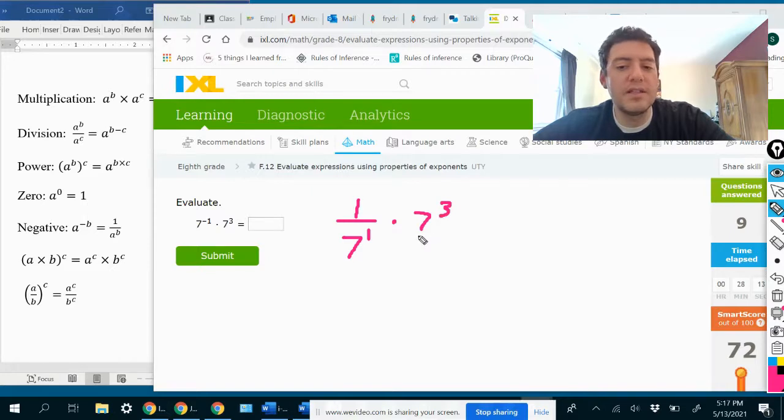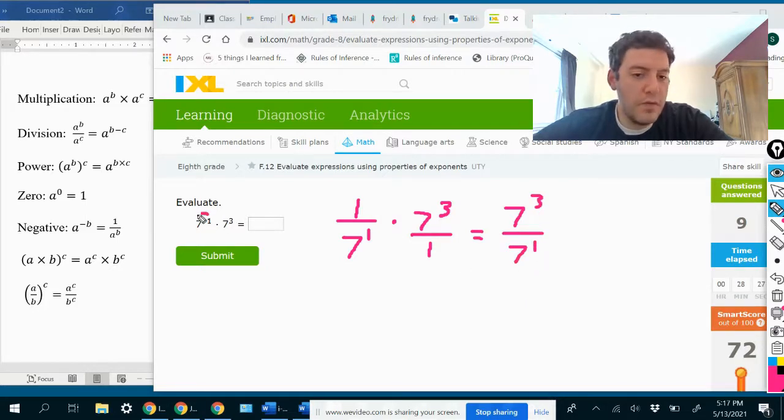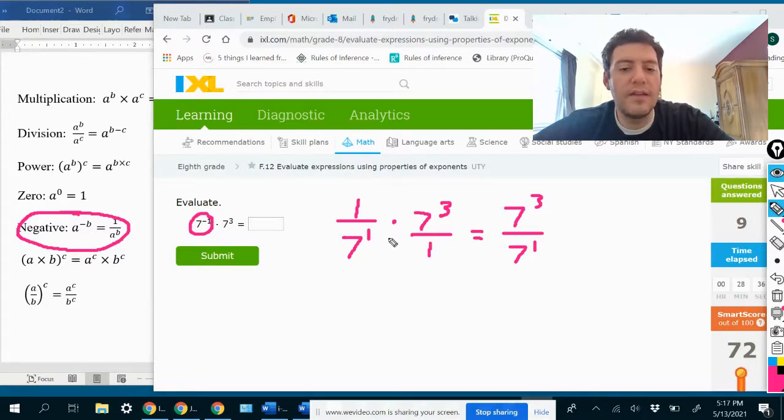Okay, which we could write as 7 to the third power over 1, right? And then so we're going to get 7 to the third power over 7 to the first power. So over here, first of all, which rule am I using? I'm using this rule, and I'm writing 7 to the negative first power as 1 over 7 to the first power. And then just putting this over 1, that's something that we learn in elementary school, right? Like any number is the same, 5 is the same thing as 5 over 1, right?